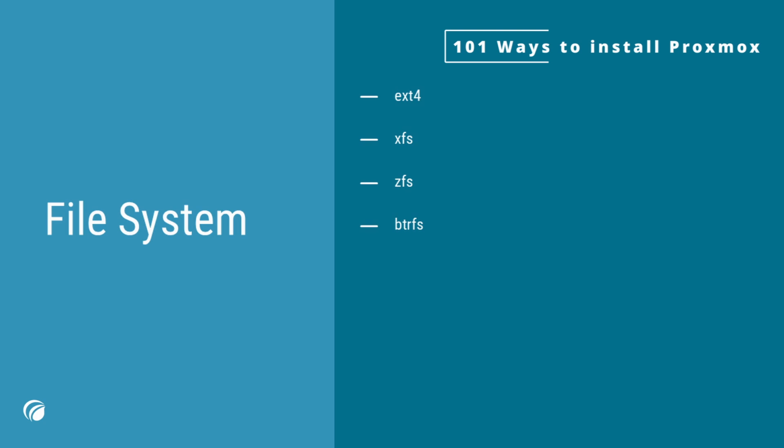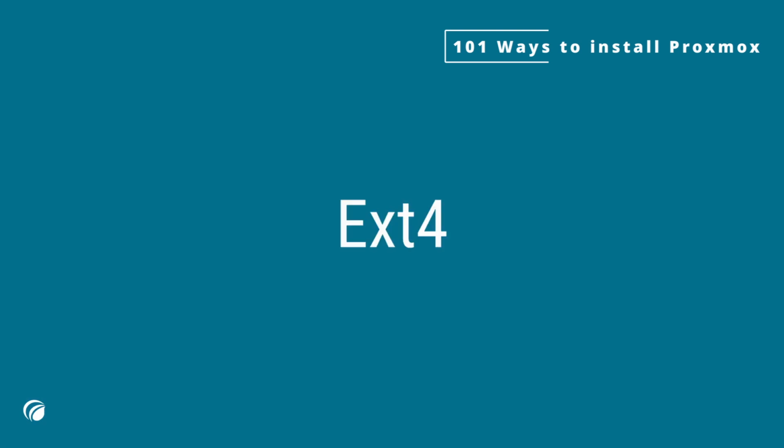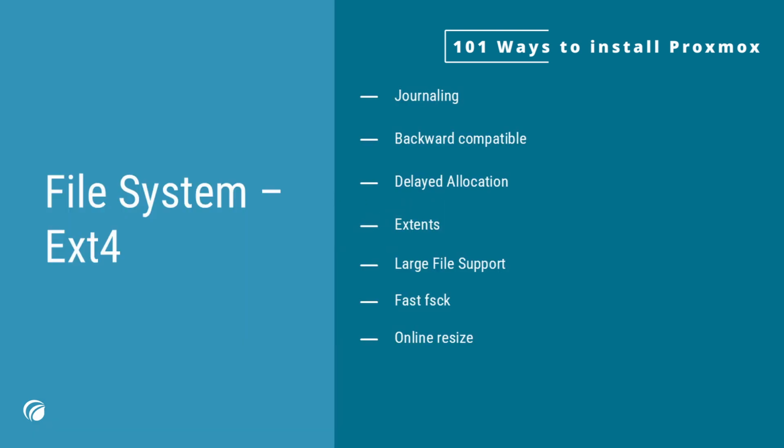So we have 4 distinct file types. We have ext4, we have XFS, we have ZFS, and we have BTRFS. ext4 is short for Fourth Extended File System and is a widely used journaling file system for Linux and is the default for Proxmox. Journaling keeps a log of changes to help recover from crashes. It's backward compatible and can easily read ext2 and ext3 drives, but in the Proxmox case, that isn't really important.